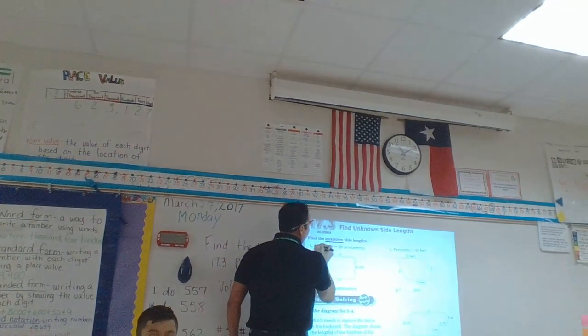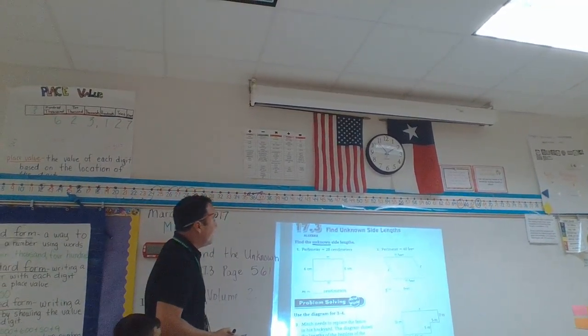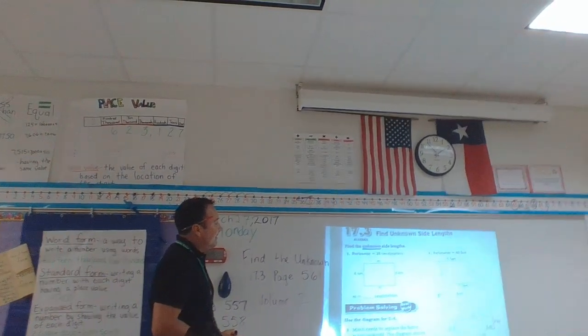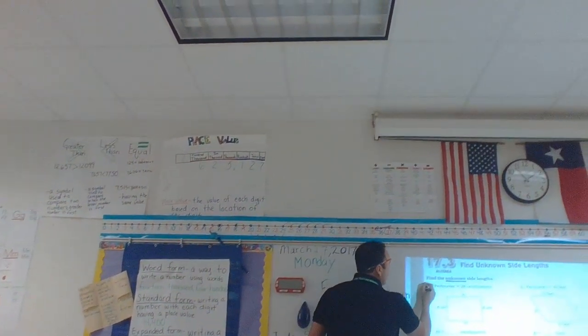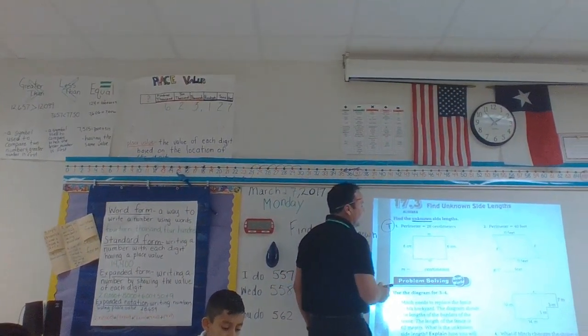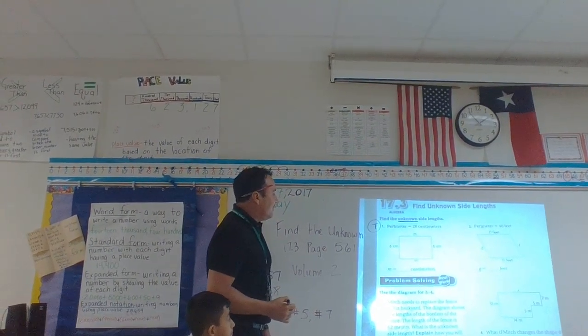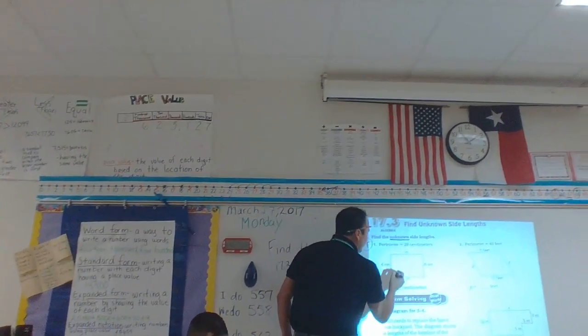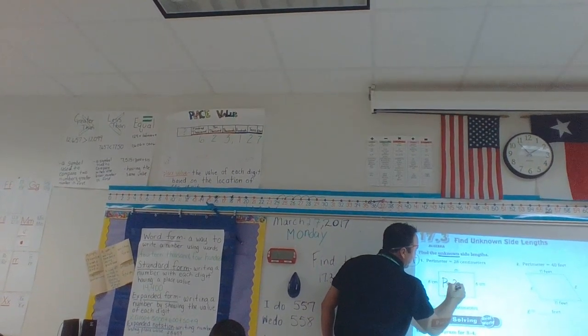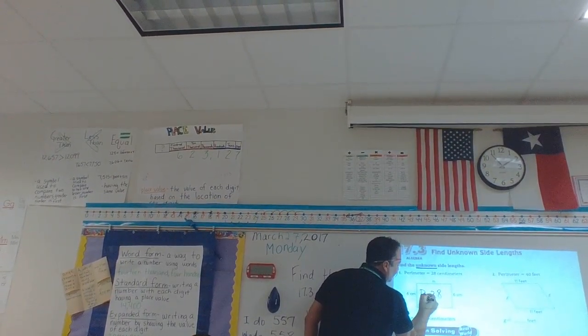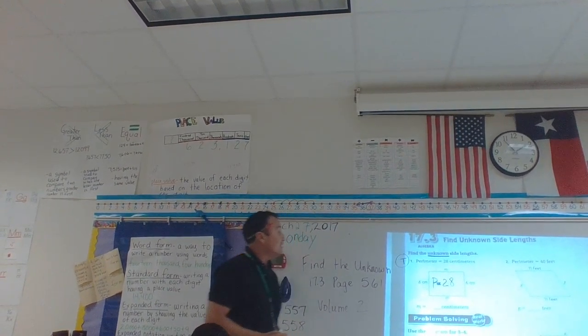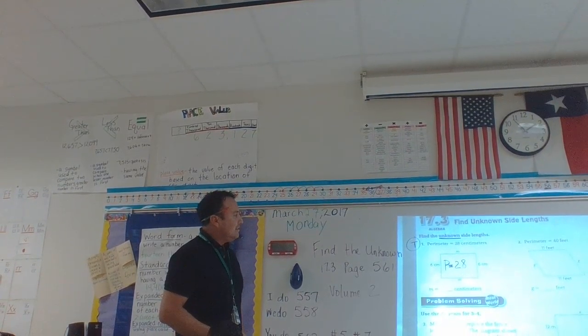Unknown means something I don't know, what I'm looking for. For the first number, it says perimeter. I'm looking at perimeter equals 28 centimeters. I'm trying to solve for M, but they already gave me that the perimeter is 28 centimeters, so I'm going to put that in the center, knowing perimeter is 28 centimeters. And is perimeter the inside or the outside?